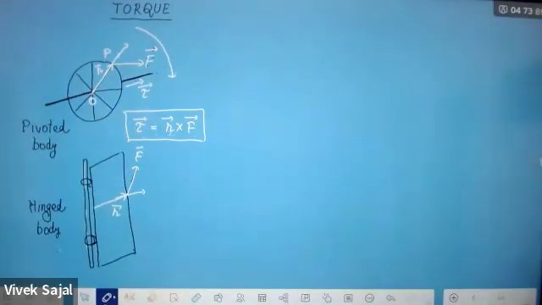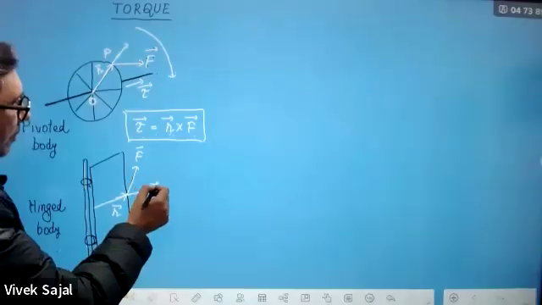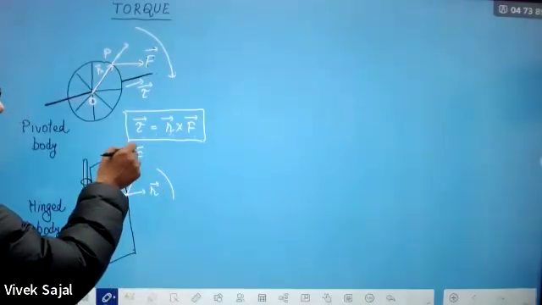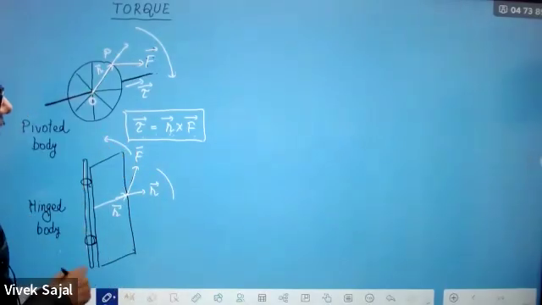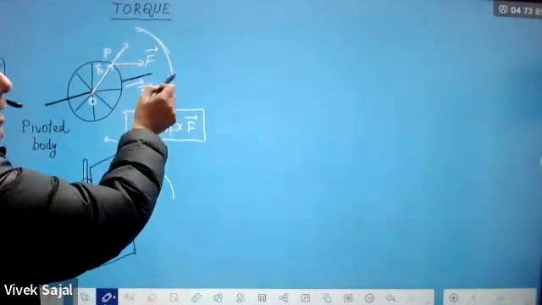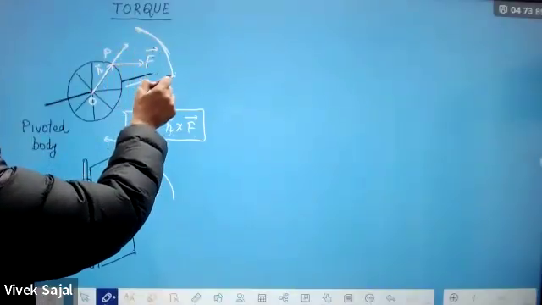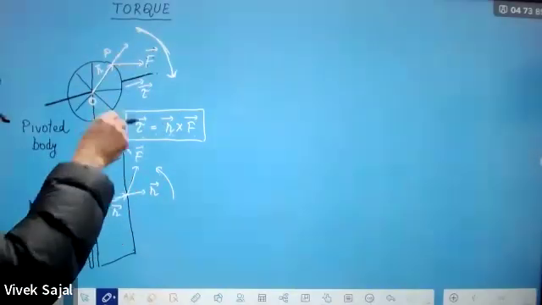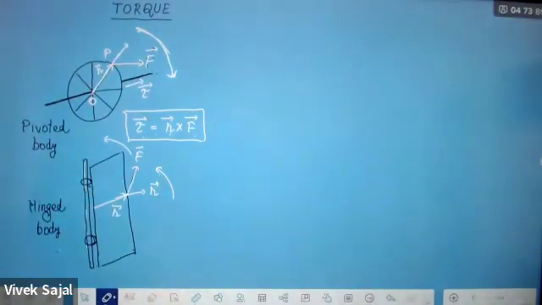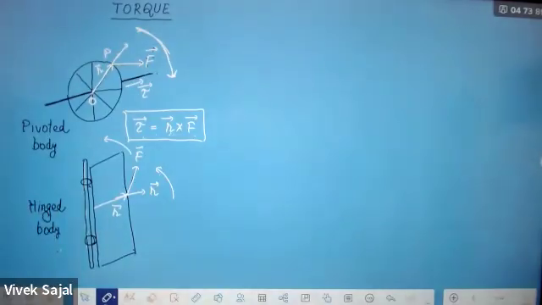So try to understand here. Okay? So here this will be the R vector, R cross F. From here to here, this is going to rotate like this. This will be the direction of the rotation from R cross F. So what you have to do, simply draw a vector like this from the first vector R, this R vector, towards the F vector. So this will be the direction of rotation. So in this way it is going to rotate. So this is a hinged body.